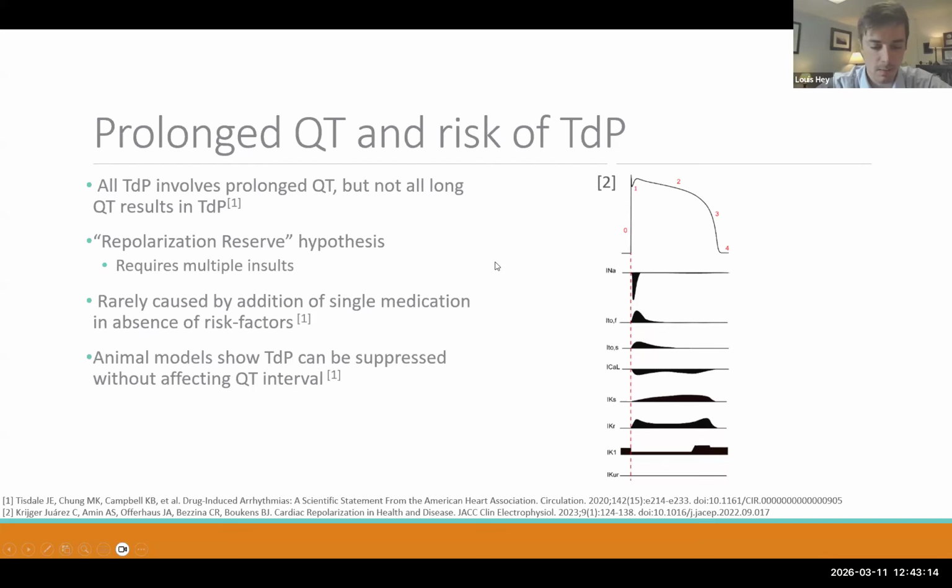So, for example, take the drug amiodarone. Amiodarone reliably prolongs the QT, but does not cause torsades. That one probably has its own anti-arrhythmic properties, but we also see this with other medications. It's exceedingly rare that a single QT prolonging medication, in the absence of intrinsic risk factors in the patient, causes torsades. But you can see profound QT prolongation without torsades, and this repolarization reserve hypothesis explains that.